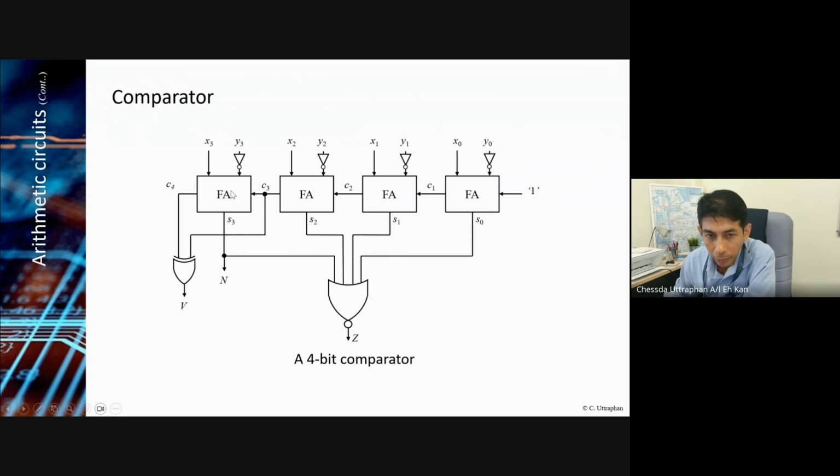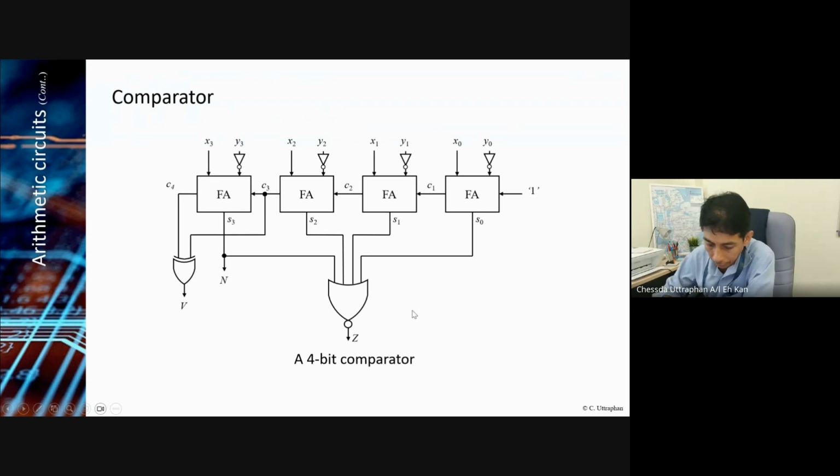And if you want to see whether x is greater than y, you check this. Or if x is less than y, also you check n. If n is negative means that x is less than y. If n is positive means that x is greater than y. So that is the comparator.